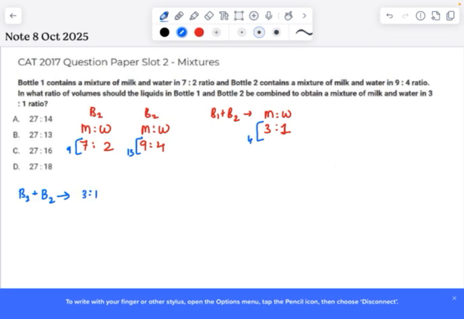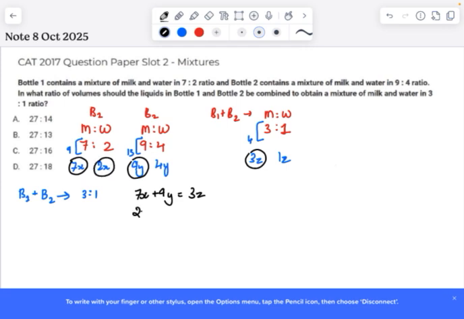Let's assume this to be 7x and 2x, this to be 9y and 4y, and this to be 3z and 1z. So you will get the equation: if you mix the milk, the milk is 7x, and from here the milk you get is 9y. So 7x plus 9y equals the whole milk, which is 3z, and from water you get 2x plus 4y is equal to 1z.